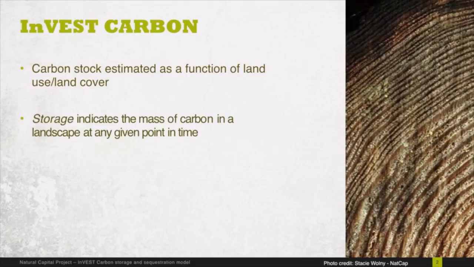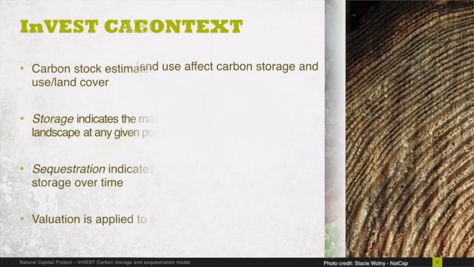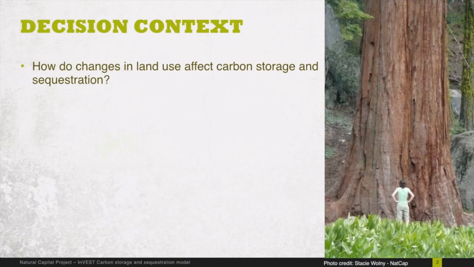The model calculates carbon storage, which is the mass of carbon in a landscape at a particular point in time. It can also calculate carbon sequestration, which is the change in carbon storage in that same landscape over time. Optionally, if you want to assign a monetary value to sequestration, the model can perform valuation. The general question that this model addresses is, how do changes in land use affect carbon storage and sequestration?